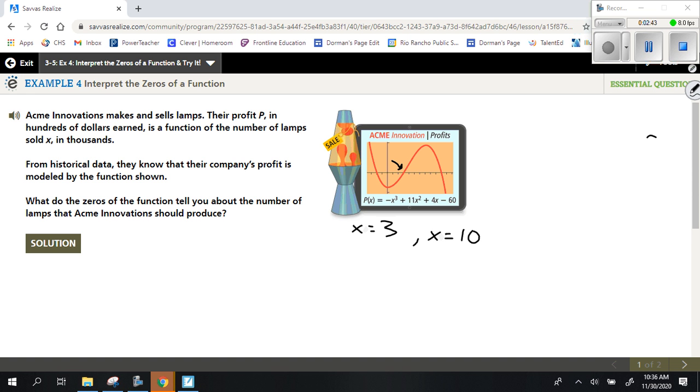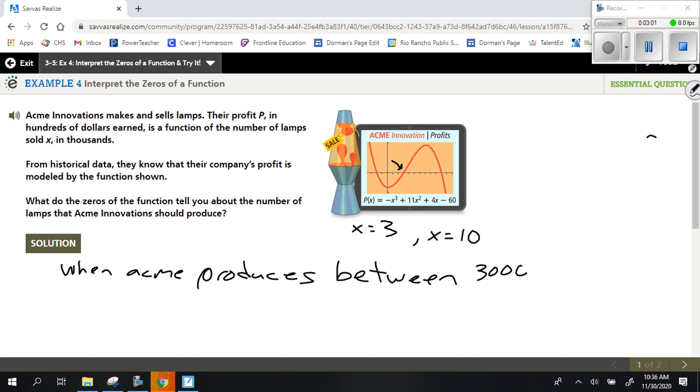So in other words, when Acme produces between 3,000 and 10,000 lamps, the company makes a profit. And I would look at that as a sufficient answer.